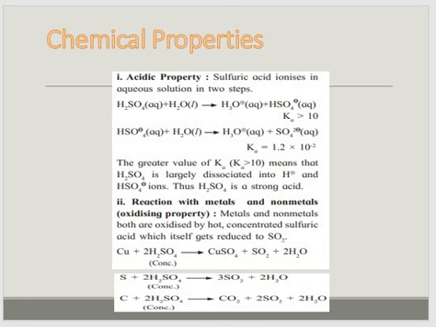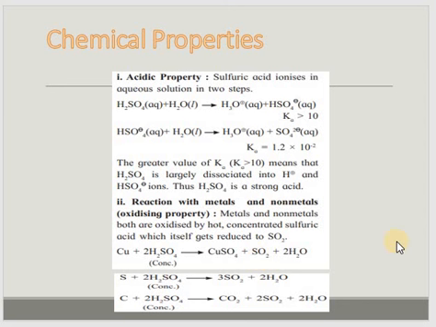Its acid dissociation constant is greater than 10, meaning that sulfuric acid is largely dissociated into hydrogen ion and bisulfate ion. Next is reaction with metals and non-metals, or you can say its oxidizing property. Metals and non-metals are both oxidized by hot and concentrated sulfuric acid, and sulfuric acid will get reduced to sulfur dioxide. Here, copper is reacting with hot and concentrated sulfuric acid to give CuSO4, and H2SO4 is reduced to sulfur dioxide and water is obtained as a byproduct.